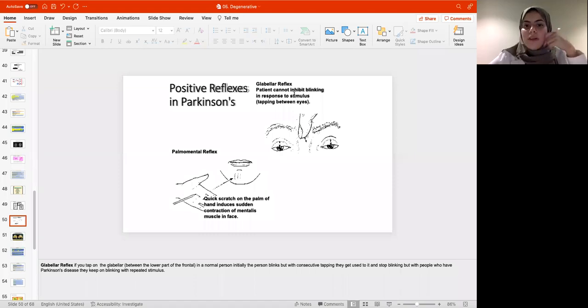You have the glabellar reflex, where you tap. If a normal patient, when you tap them here, they'll blink the first time you do it, but then the other times, they'll get used to it. In a patient with Parkinson's, no matter how much you keep doing it, they'll blink every time. So that's called the glabellar reflex. You also have the quick scratch on the palm of the hand, which will induce contraction. I don't know what's the underlying pathophysiology or the link between it, but they're just positive signs of Parkinson's. Okay.